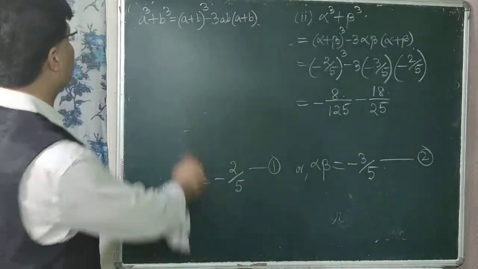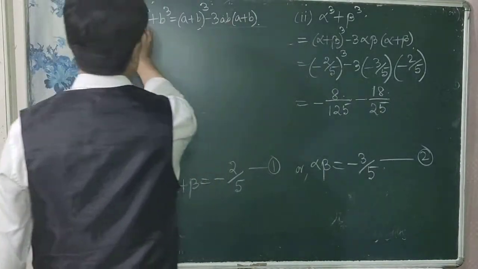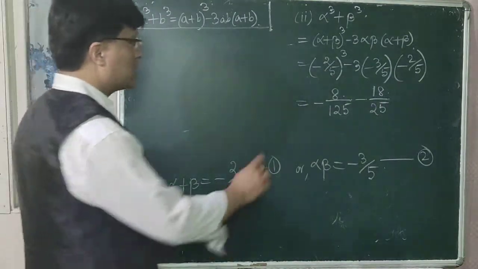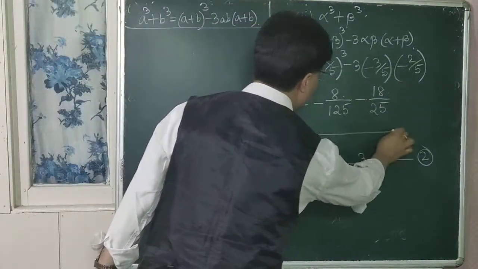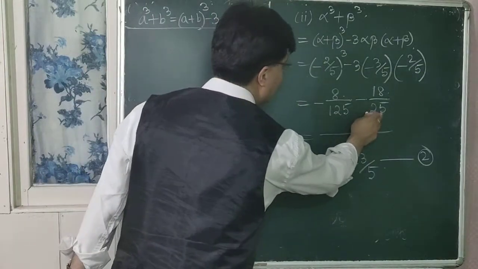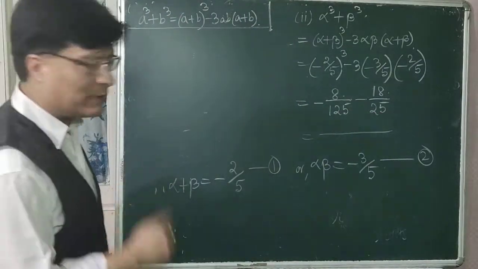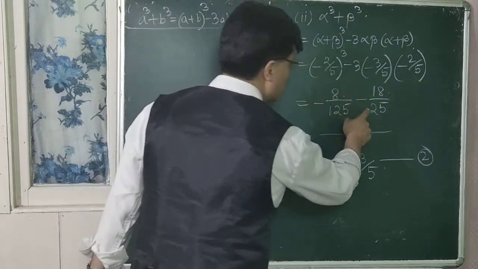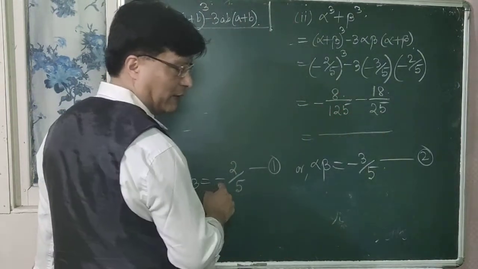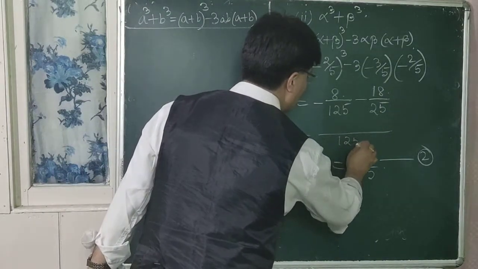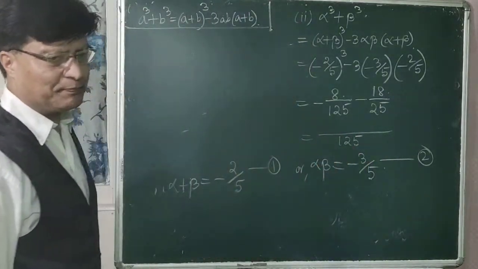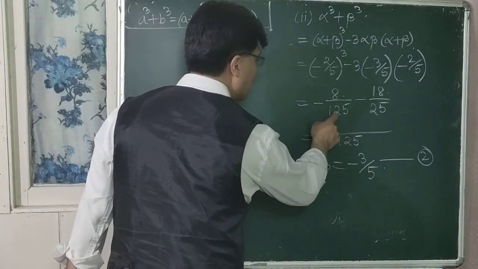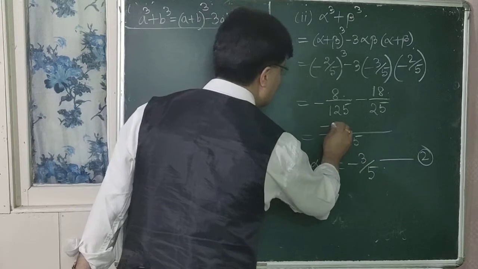Now let us simplify it. Let us find out the LCM. What's the LCM here? 125 and 25 is there. What is their LCM? It is 125 because 25 will divide 125, right? So LCM is 125. You know how to find out the LCM, okay? So now 125, this LCM should be divided by 125. That is 1 into minus 8, minus 8.